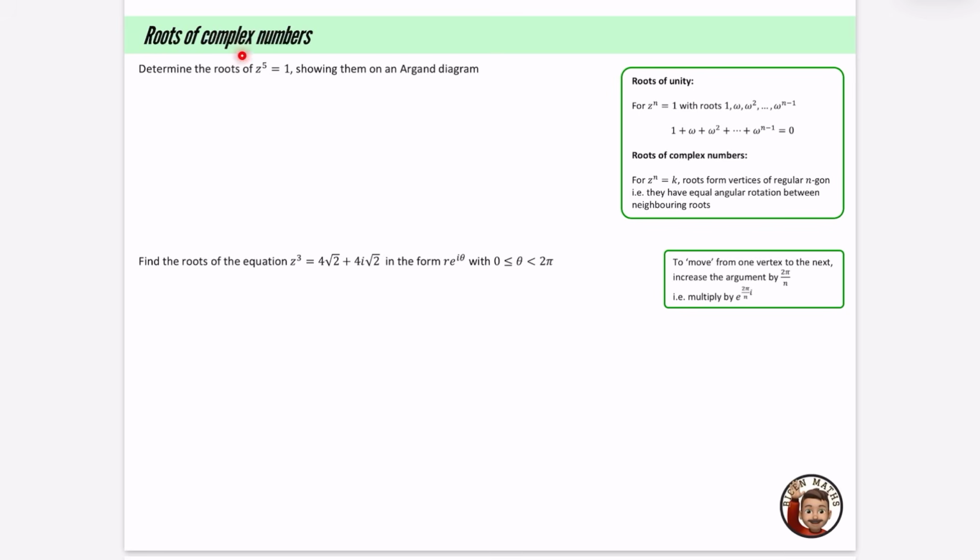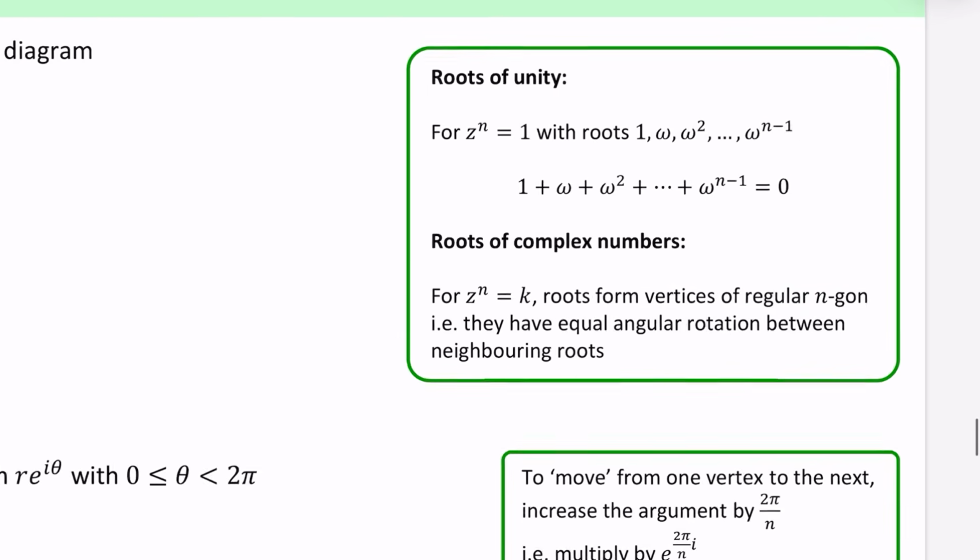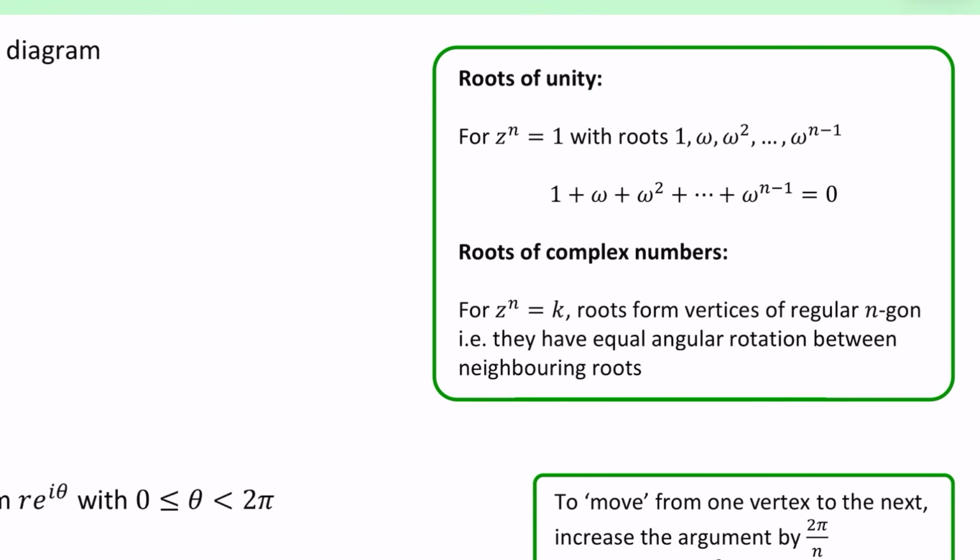Okay, next up is roots of complex numbers. I'll try and go a little bit quicker through this because I know this is a long video. Roots of unity, meaning when something is just equal to 1, unity meaning 1, that we have here.